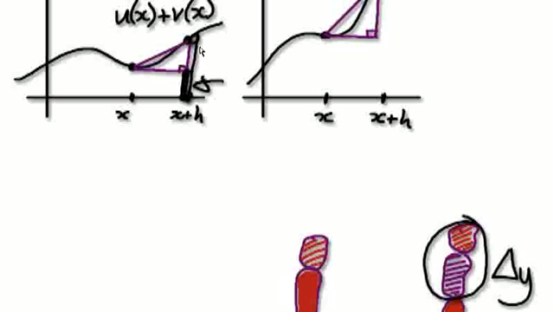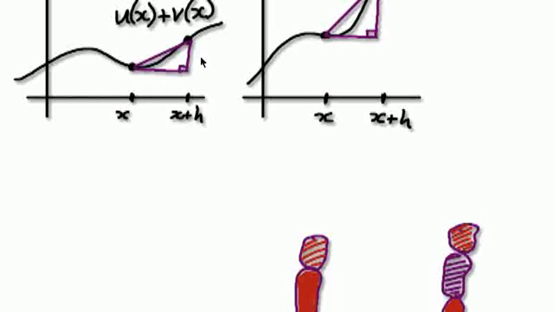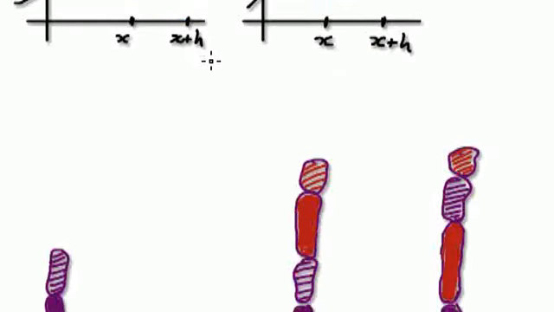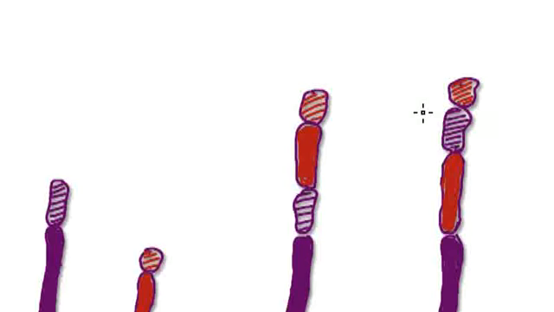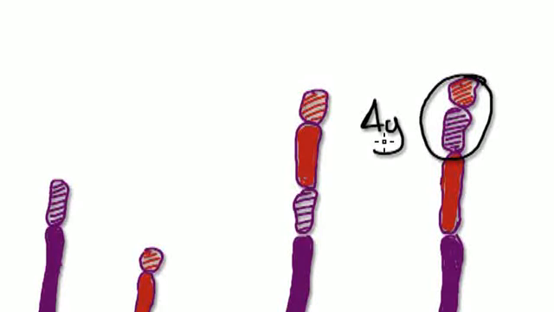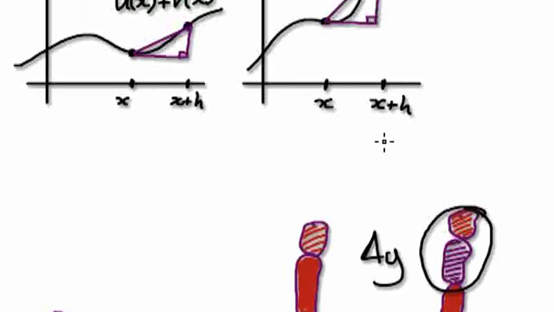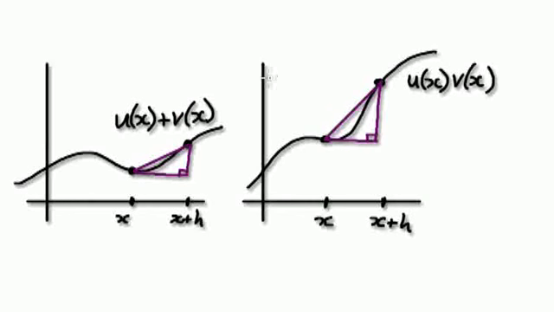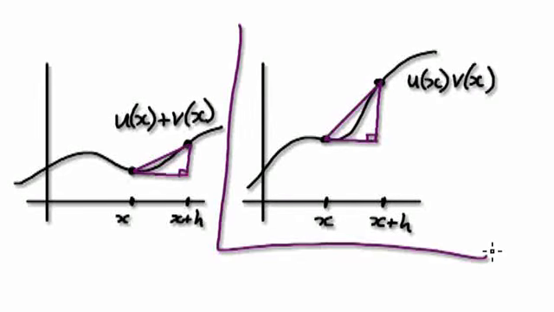Okay, so when you add the two, it's nice and simple. It's just simply this bit here. Okay, this is your delta y. Now looking at the product of the two, now looking at this graph here.